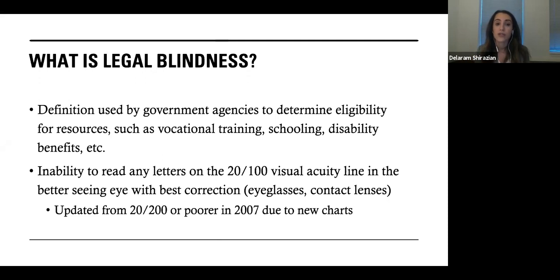So one thing that comes up whenever I am evaluating someone and telling them that they meet this criteria for legal blindness is I always like to emphasize that this doesn't mean that you are blind and you can't see anything. This just means that you meet this criteria where your state organization will provide you with certain services and benefits because they recognize that you have a visual impairment.